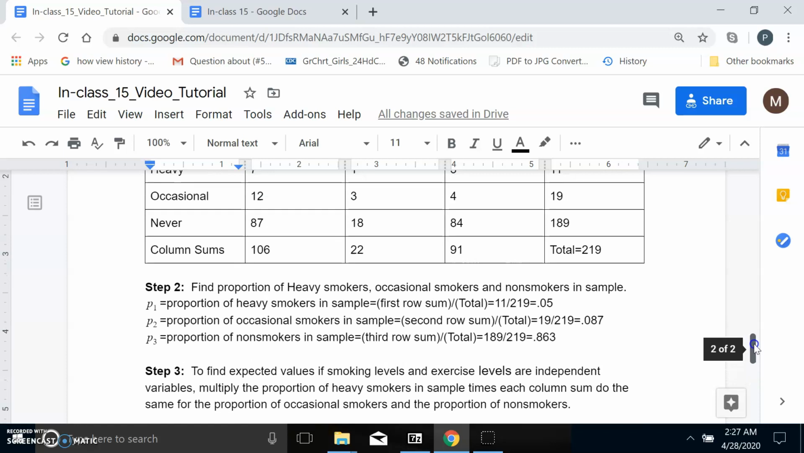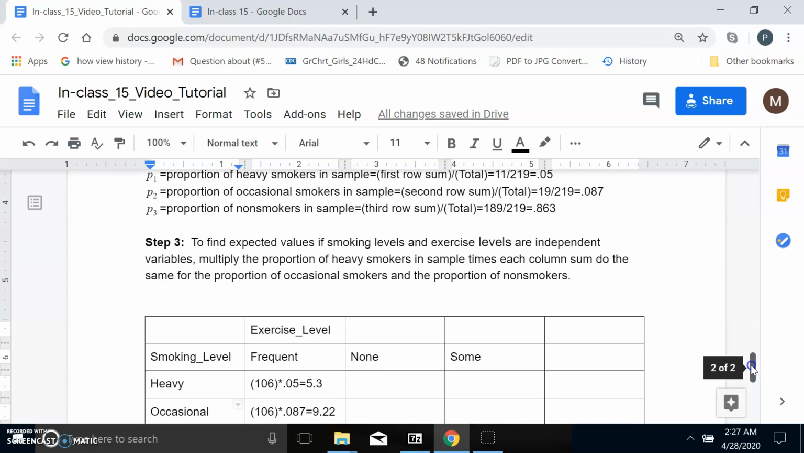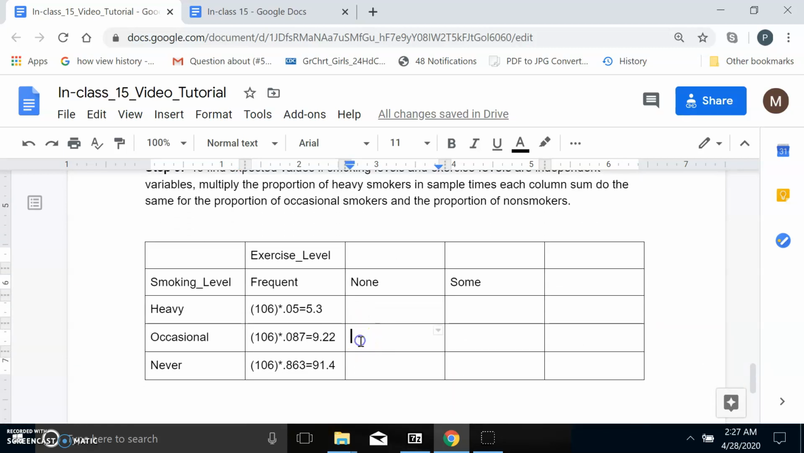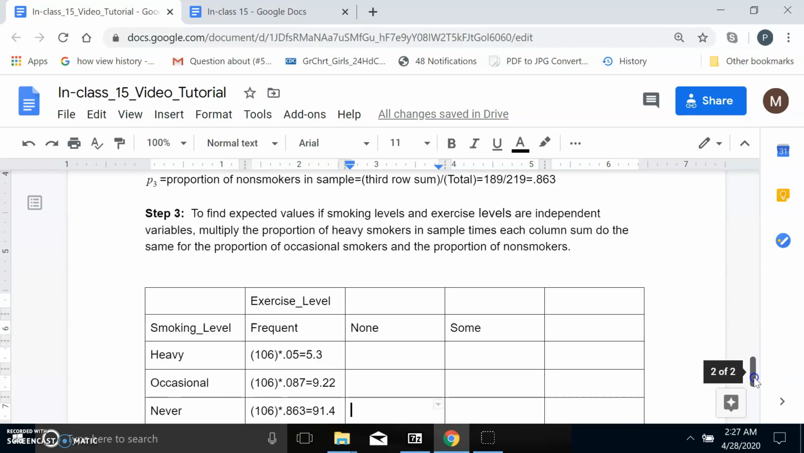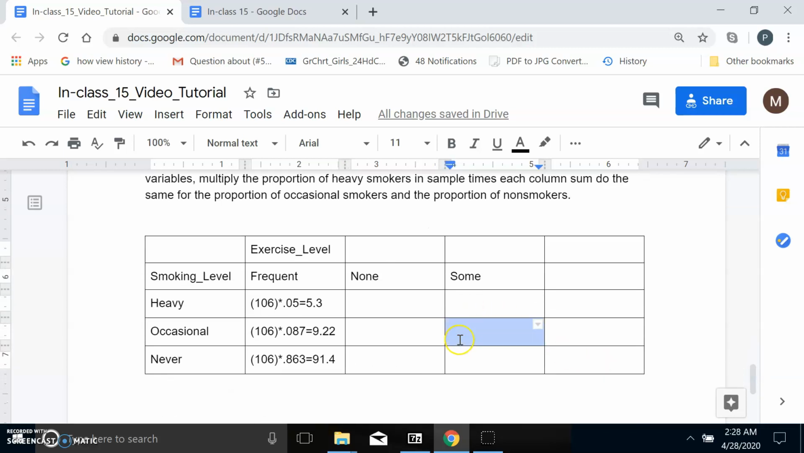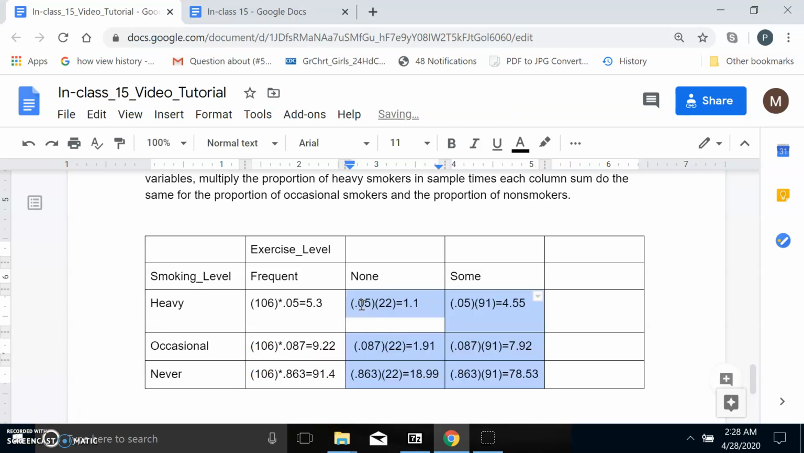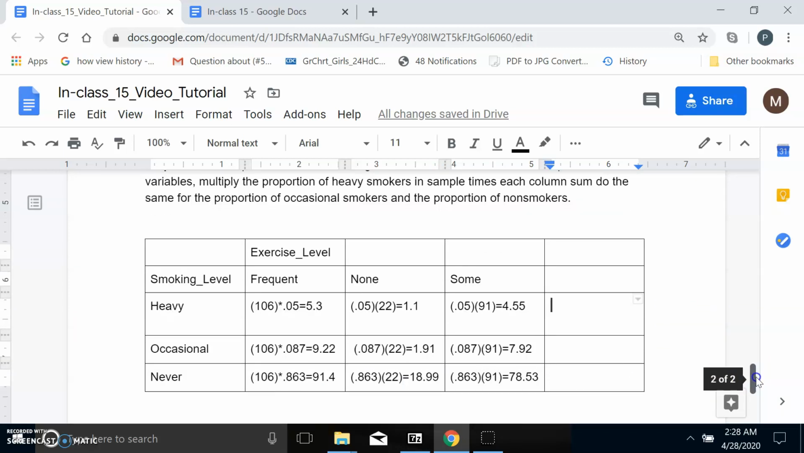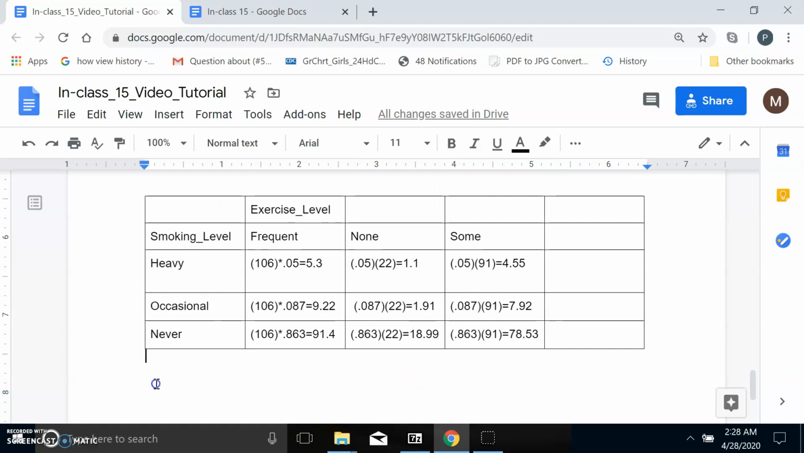The next one would be, the column sum was 22, so you'd have a 22 here, 22 here, 22 here, multiplied by the proportions. And the next one would be 91, so you put 91 here, 91 here, 91 here. So let's do that. Doing that, let's give you the answers here. You get that. Just repeating the process for each of the columns. So we're done now with step 3. Let's move on to step 4.